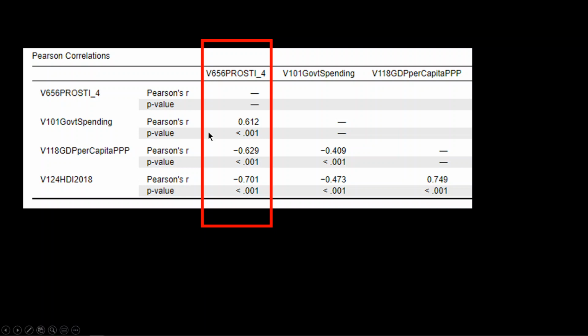Because we said what we want to know is how each of these independent variables, government spending, GDP per capita in purchasing power parity dollars, and HDI in the 2018 report, how they relate to the percent of the population that says prostitution is never justifiable. All the research question asked for is how each one of these related to prostitution view. All we care about are these three sets of results. We don't really care about how government spending relates to GDP per capita or HDI value. We don't really care about how GDP per capita relates to HDI in 2018.